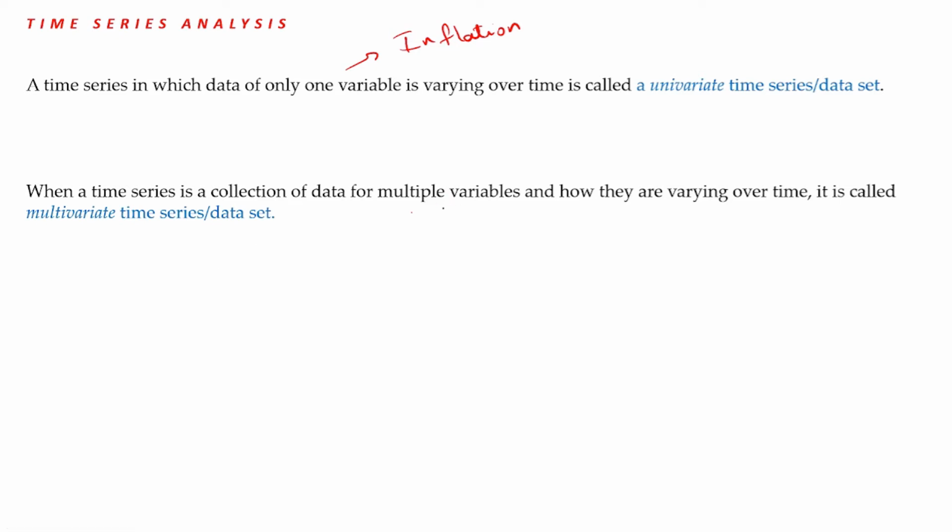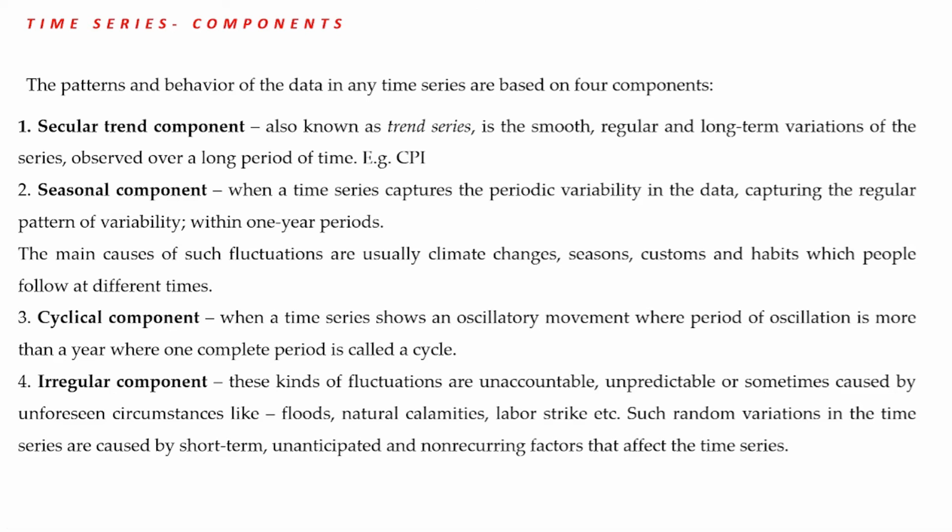Say for example, we can analyze the time series data of consumer price index, wholesale price index, then index for industrial production, all these over a period of time. Then such an analysis is called multivariate time series analysis and the data set is called multivariate data set. Now moving on to the components of time series.